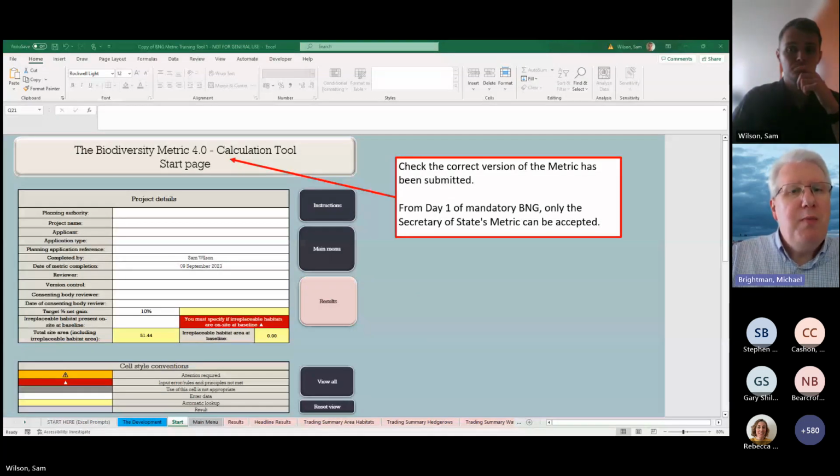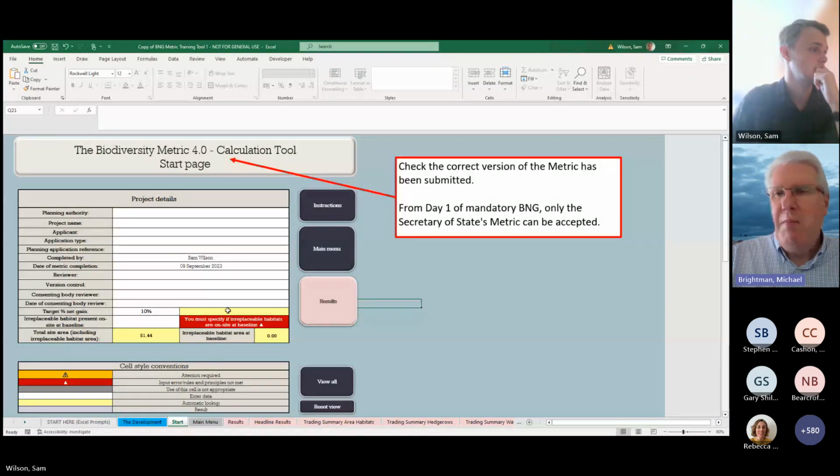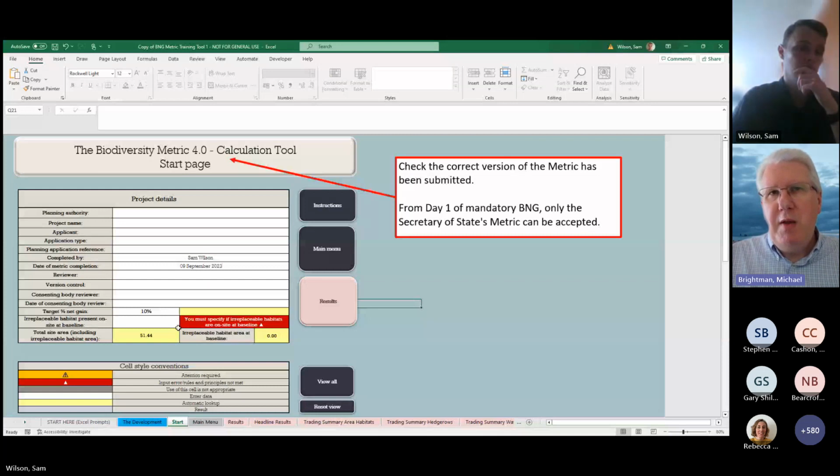You'll also see that on this metric, on the start page, we've got a red box. Because there's a red box, then this wouldn't be valid. Any red boxes on a metric mean it's not valid unless you've got those three exceptions: permission to purchase statutory credits, instigating Rule 5, or that it's an outline application.